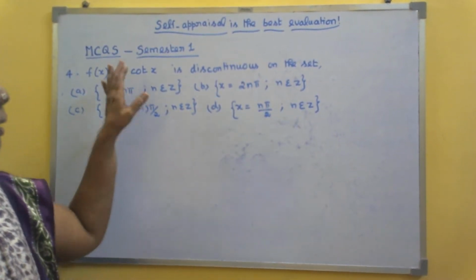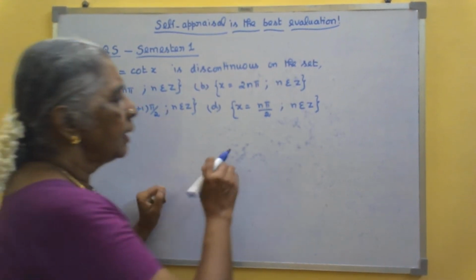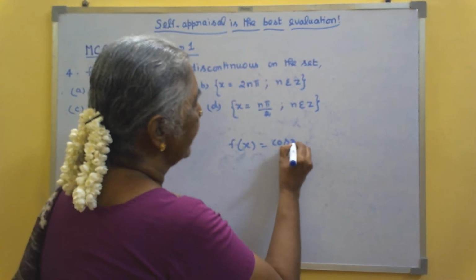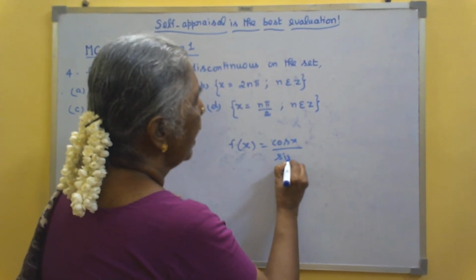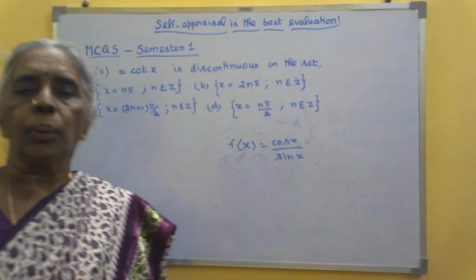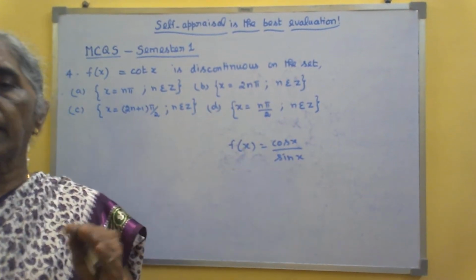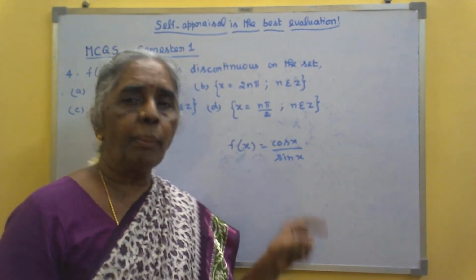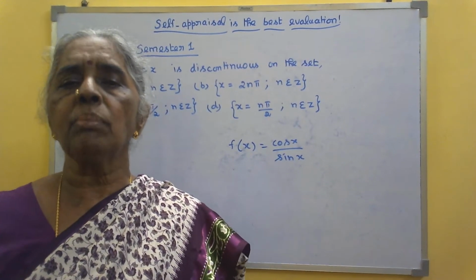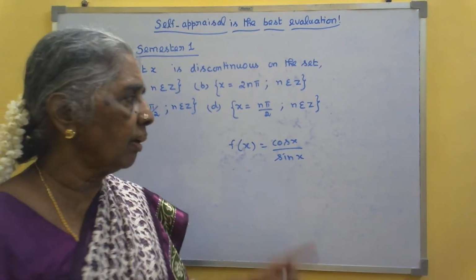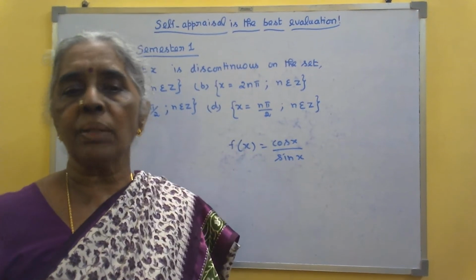Now, f of x is cot x. How can you write cot x? Cot x can be written as cos x by sin x. When it is of the form some f of x by g of x, like a quotient, the denominator should not become 0. Then it will not be continuous. So here the sin x should not be 0.